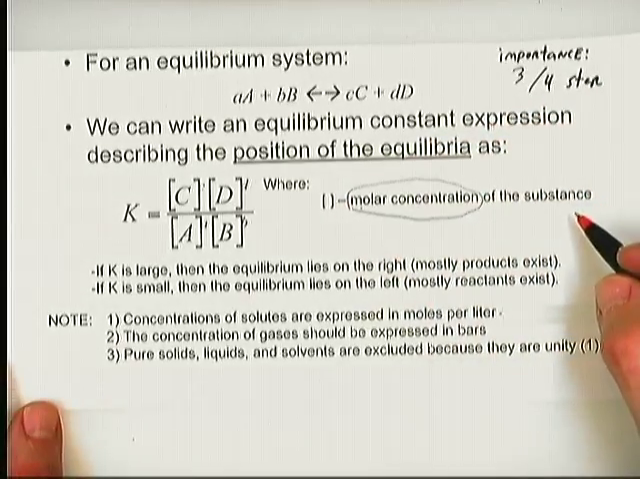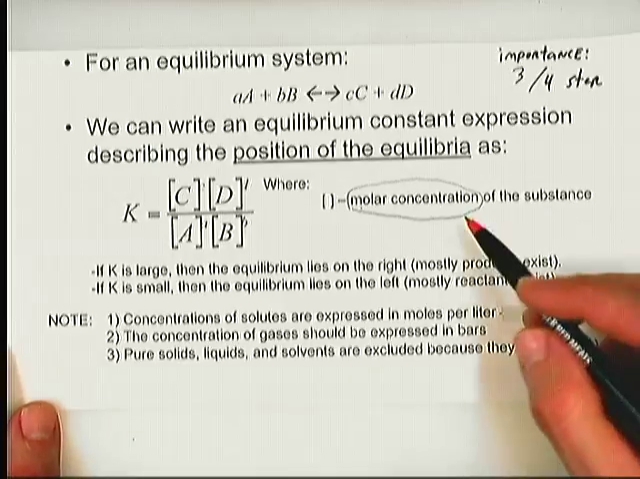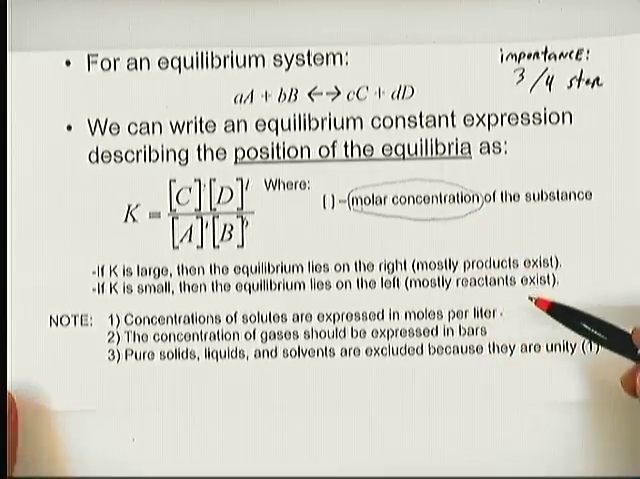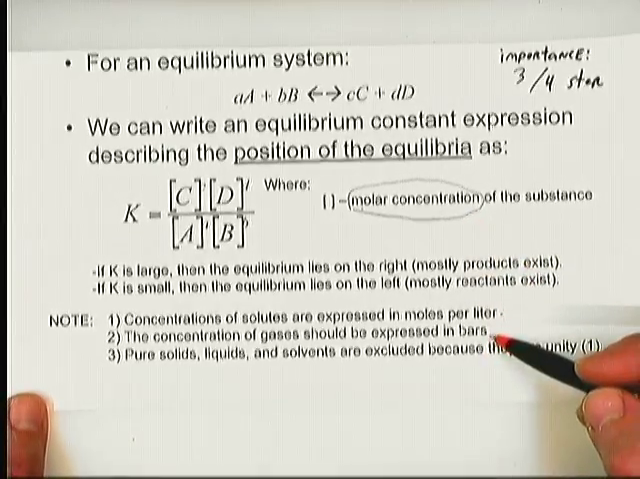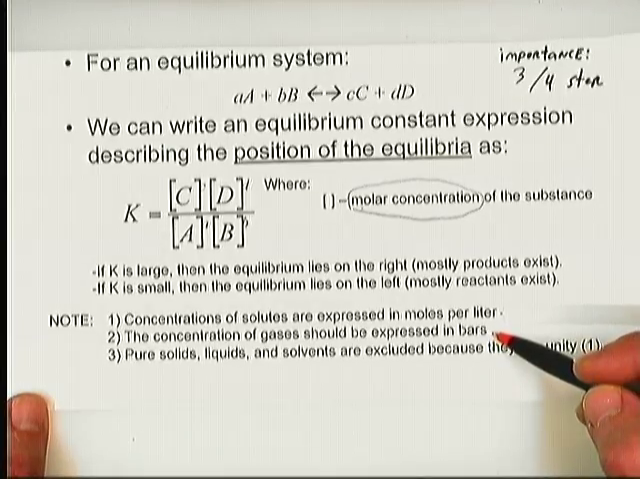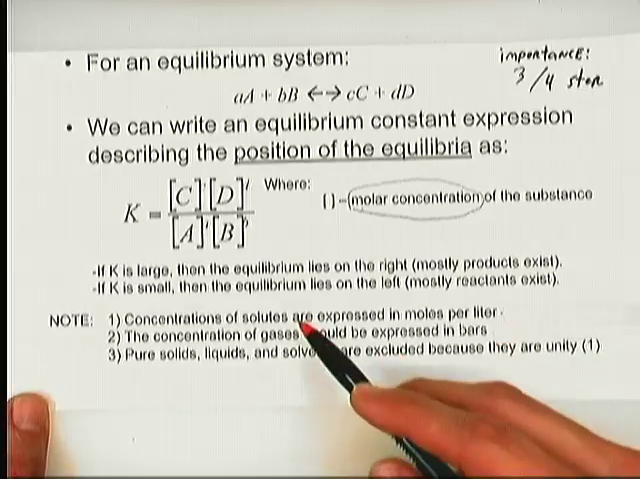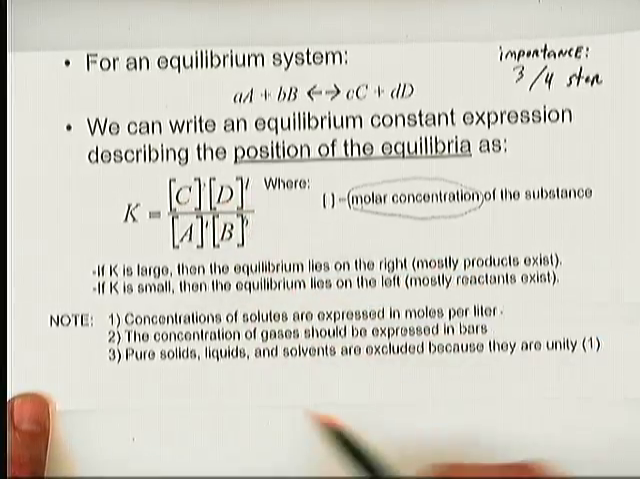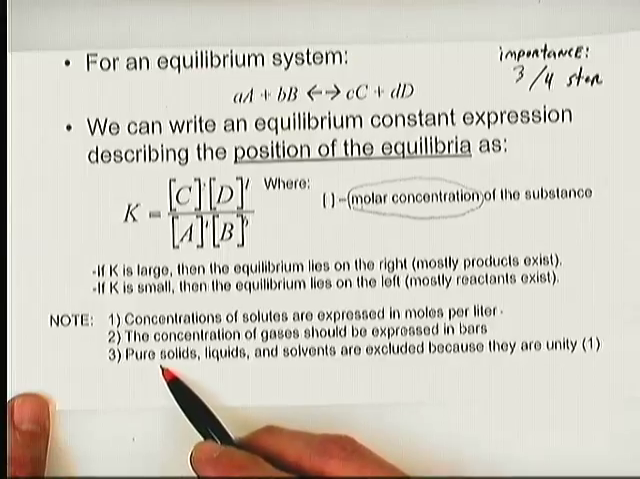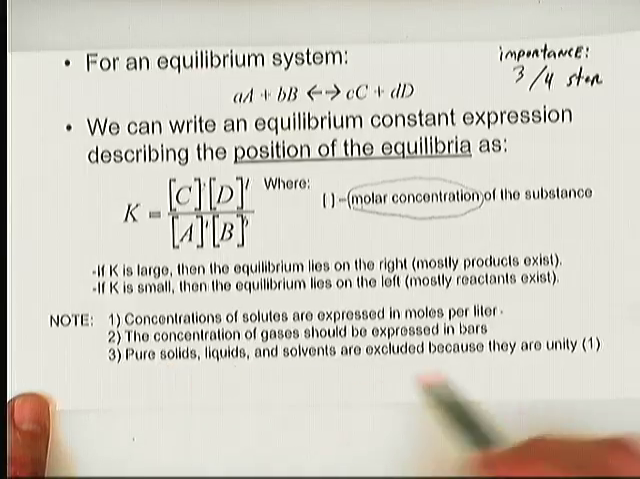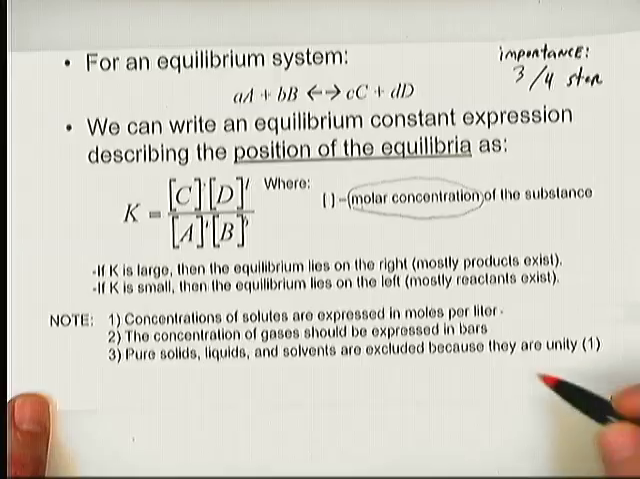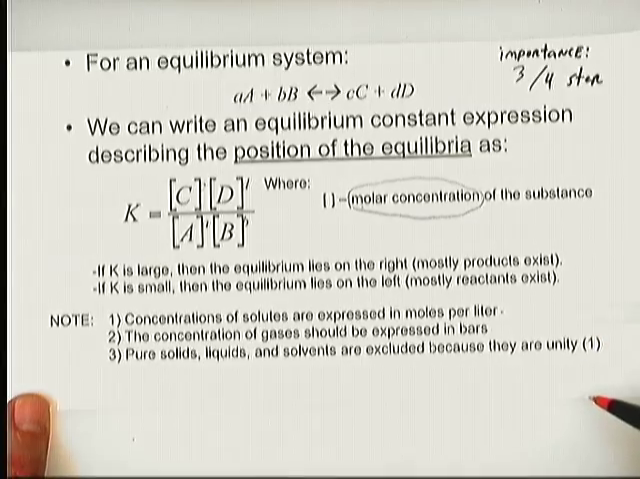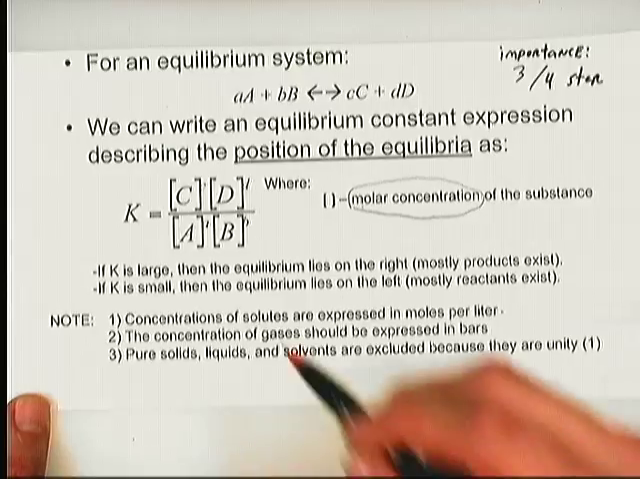If it's some sort of aqueous ion, for instance, it's the molar concentration. It can also be partial pressures of gases. If so, that would be the partial pressure of the gas expressed in bars. Again, if it's a solute like an aqueous ion, it's going to be in moles per liter. And then importantly, pure solids, liquids, or solvents are going to be excluded because they are assumed to have an activity of unity, or 1.